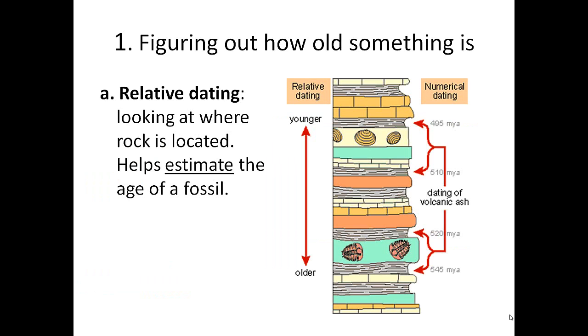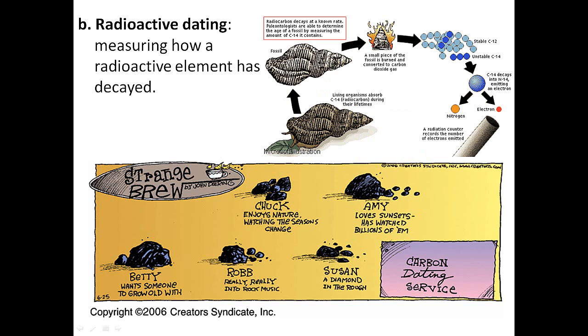We can figure out how old fossils are in two ways. First, we have relative dating, which is simply an estimate of the age. If you look at the picture on the right, you can see that there are various rock layers, and we would know the ages of these rock layers. And so if a fossil is found, let's say here, between 510 million years ago and 495 million years ago, then we know that the age of the fossil is somewhere within that range. So this is just estimating based on other things that we know.